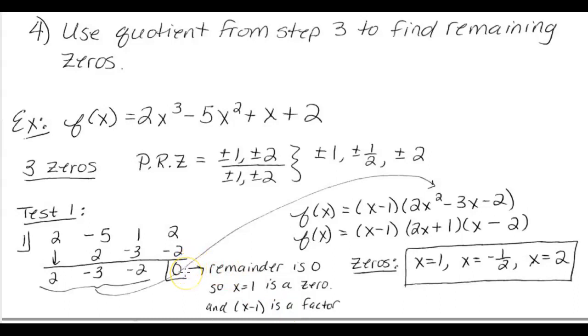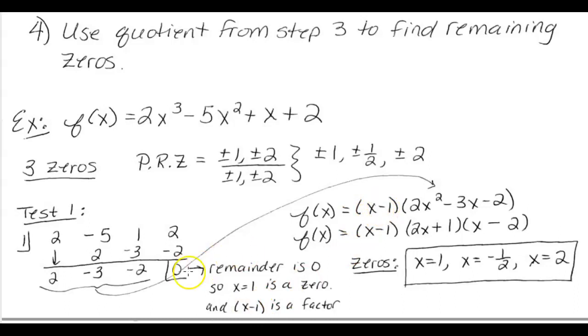If the remainder was not 0, then I would start over and use negative 1 out here and see what happens. If I get a remainder of 0, then I found one and I move on. If I don't, then I move on to the next number in my list. So you can see how this can get time consuming if 1 doesn't work and you don't have a graphing calculator.